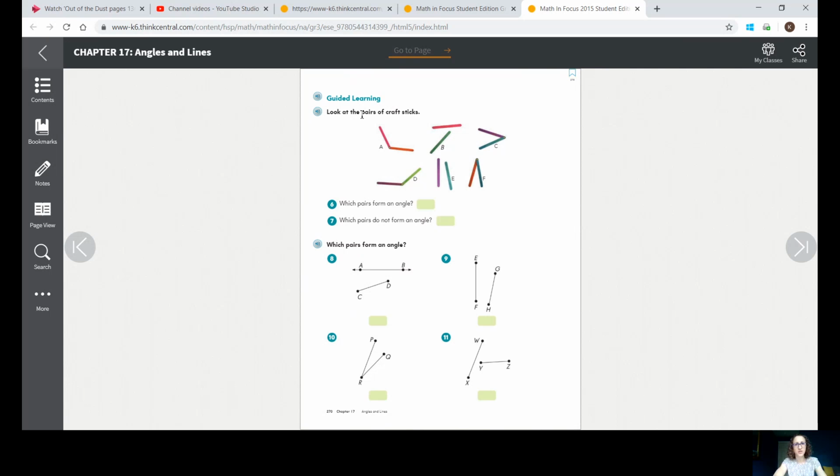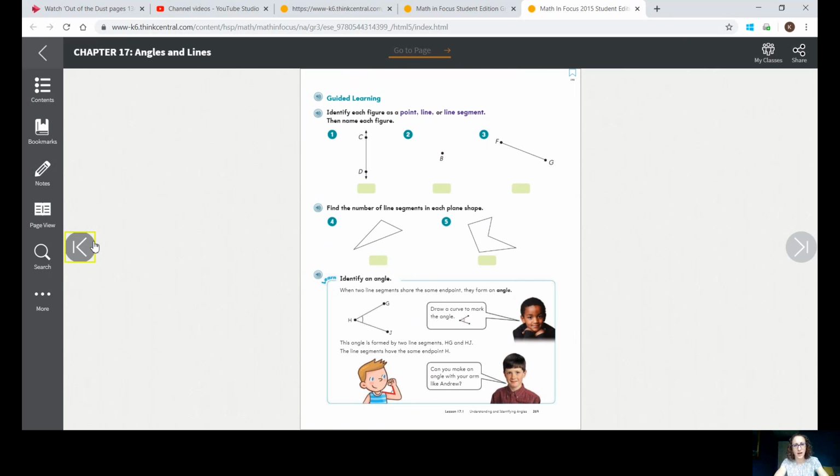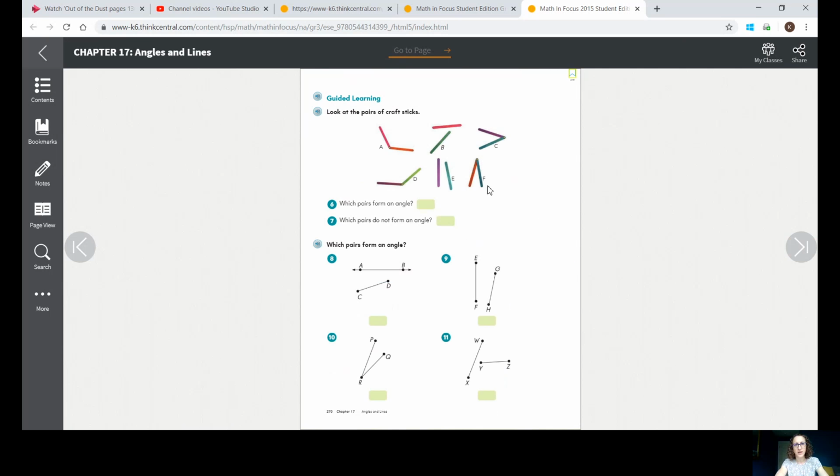Okay, let's continue the guided learning. It says, look at the pairs of craft sticks. Which pairs form an angle? And if you forget what an angle is, just go back. Here's identifying an angle. Remember, it's two line segments and they both have the same endpoint, so you want to be looking for that here.